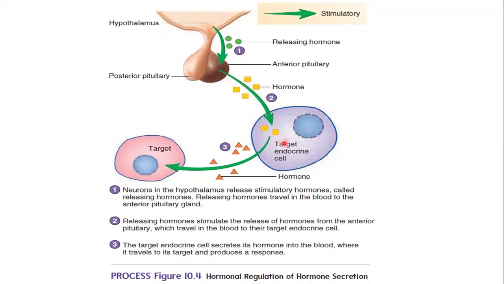So these trophic hormones act on the target endocrine cell, which in turn releases the final hormone, which now acts on its target. Now, let's take the case of the thyroid. The hypothalamus would release the thyrotropin releasing hormone, which would act on the thyrotrophs on the anterior pituitary to release the thyroid stimulating hormone or the thyrotropin. That hormone would act on the thyroid follicular cells, and the thyroid follicular cells would now release thyroxine and triiodothyronine. So that's how the hormone secretion occurs.